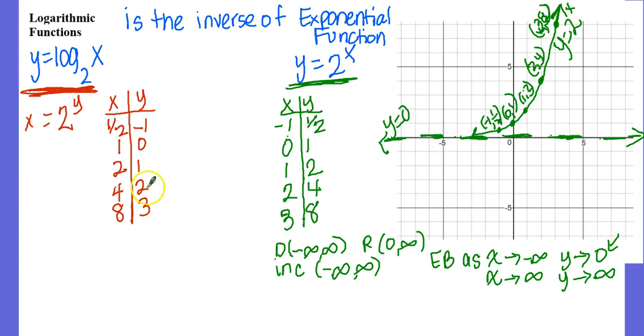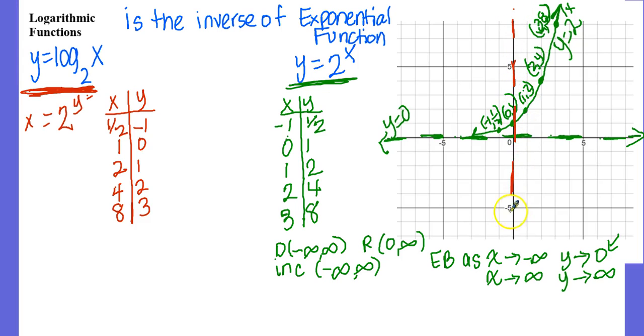Okay, so let's think about that. Now, what's going to happen? Can I pick any y I want and plug it into my exponent? So my range is totally unrestricted. I can pick any y I want, but can I get any x that I want? No, I will never get 0 as my output. So you know what that means?